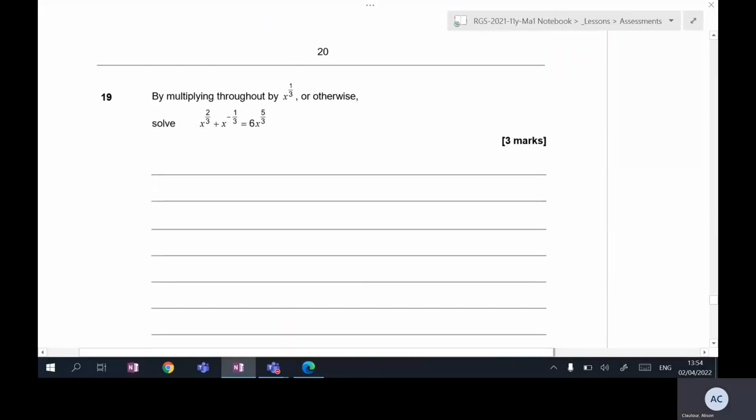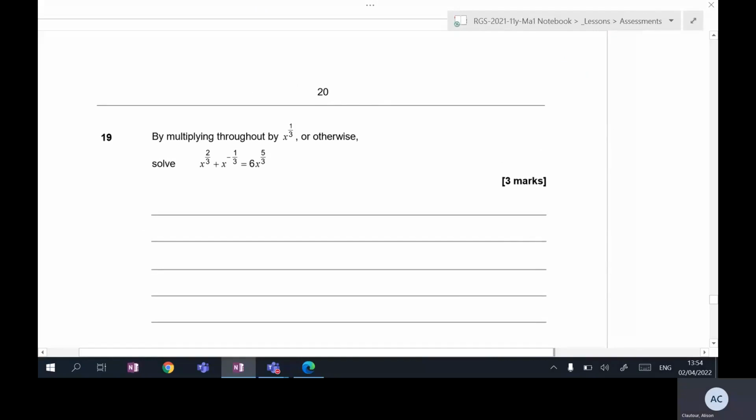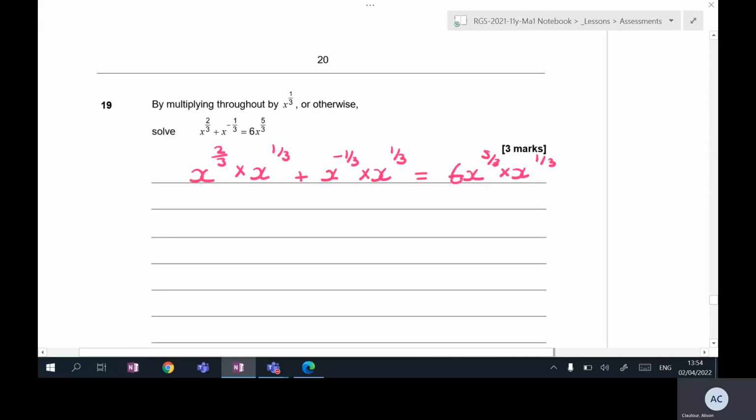Okay, next question is nice because it tells you what to do. So by multiplying through by x to the power of a third. So remember, you add the powers when you're multiplying. So for the first term, we're doing 2/3, add 1/3. In fact, I'm going to write that line out and make it clearer. Okay, so we're just adding a lot of powers together here. So 2/3 add 1/3 is obviously 1 whole 1, so that's just x.